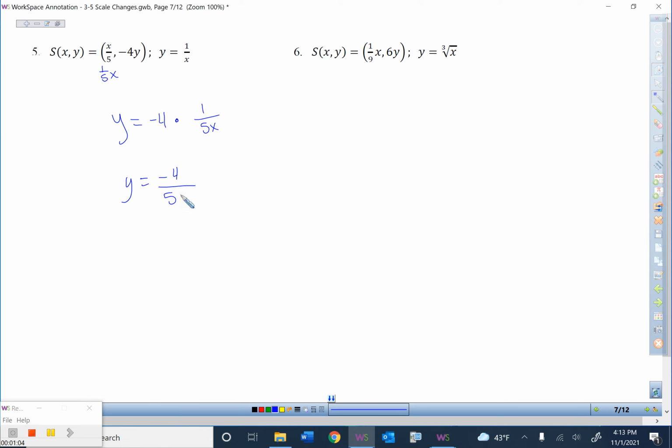Divided by 5x on the bottom. Something that's super important here, that x needs to be underneath that fraction, not to the side of it. Okay, it does change the value.